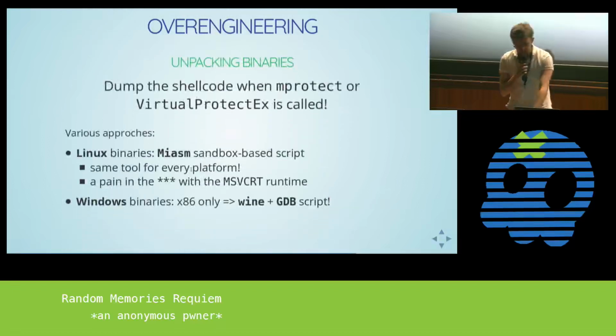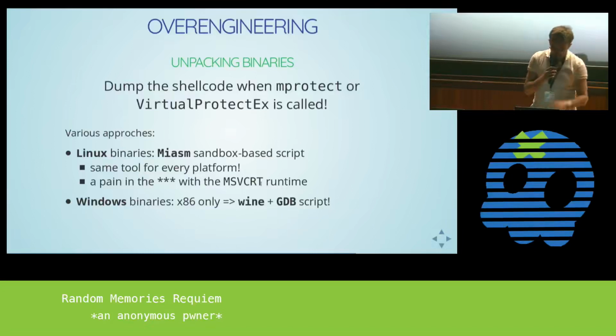Unpacking binaries, you can do this with many different tools. We did this using Miasm for Linux binaries. There are some bugs, but it works for ARM, ARM64, and so on. The same tool can work for your platform, so it's quite good. But it just doesn't work with the Windows binaries because you need to handle all the Microsoft CRT runtime, and it just doesn't work. So there is a really nice way to do it: you can use Wine and GDB, with a GDB script, and you break on VirtualProtect and you dump the shellcode, and that's it.